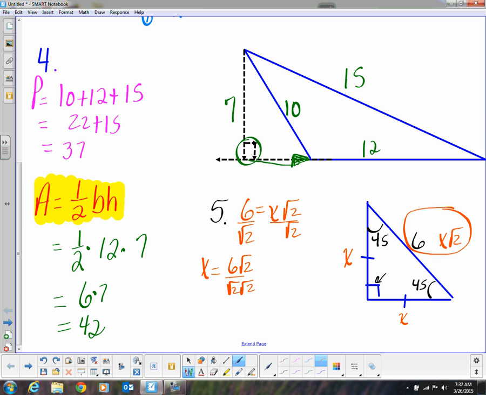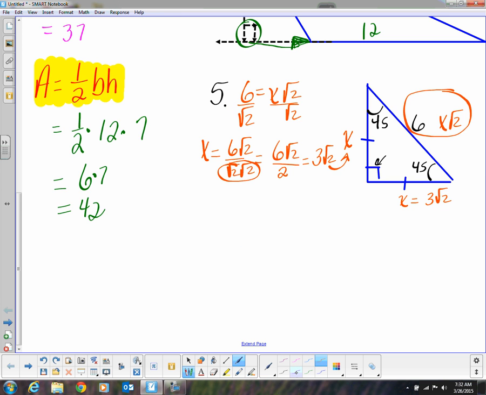Multiply by square root of 2 over square root of 2, which is 6 square root of 2 over, all right, what is this? Square root of 4, which is 2. And does that reduce? So that's going to be 3 square root of 2. In other words, that's 3 square root of 2, and this is 3 square root of 2. Do you have all your sides for a perimeter? All right, how do you do perimeter?